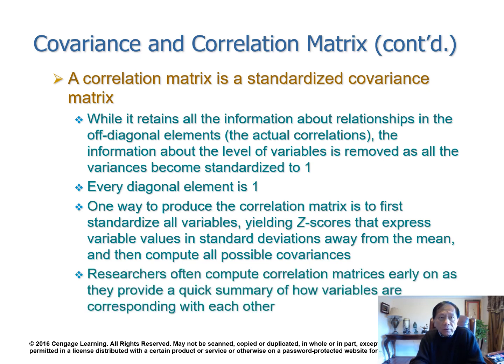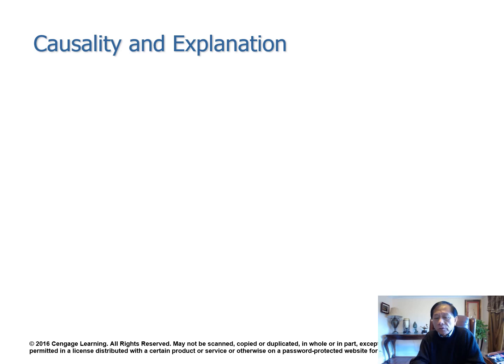Researchers often compute a correlation matrix early on as it provides a quick summary of how variables vary corresponding with each other. Okay, that's a good idea to do that.